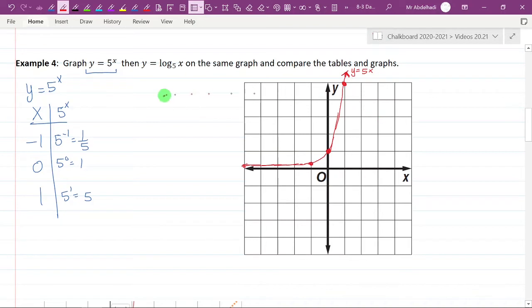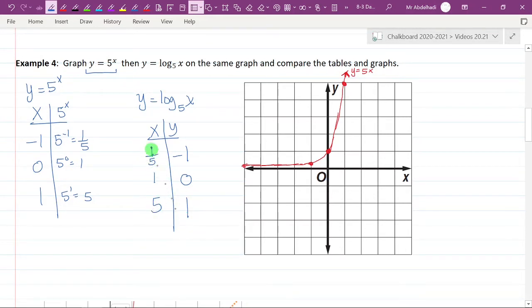Now, let's graph y equals log base 5 of x. Now, these are inverses. So if you know the table of this one, you already know the table for this one. Okay? It's the same table, just swap the x's and y's in the opposite direction. So instead of the x's being -1, 0, and 1, the y's will be -1, 0, and 1. And instead of the y's being 1/5, 1 and 5, the x's will be 1/5, 1 and 5.